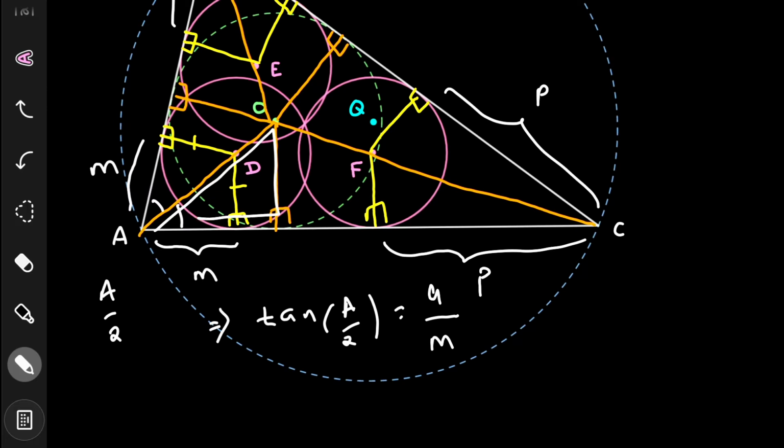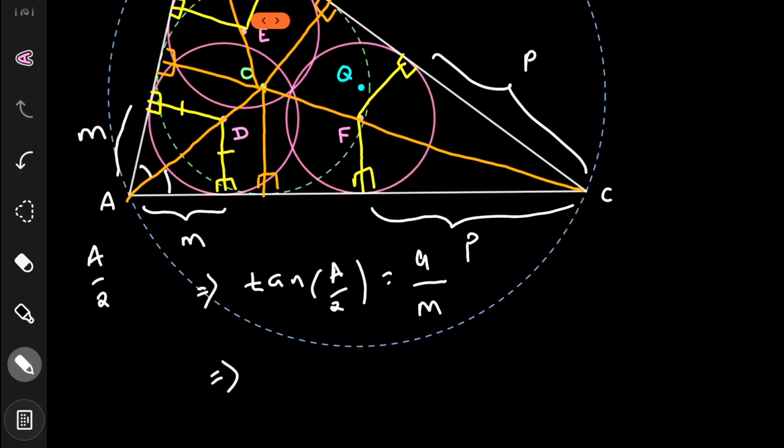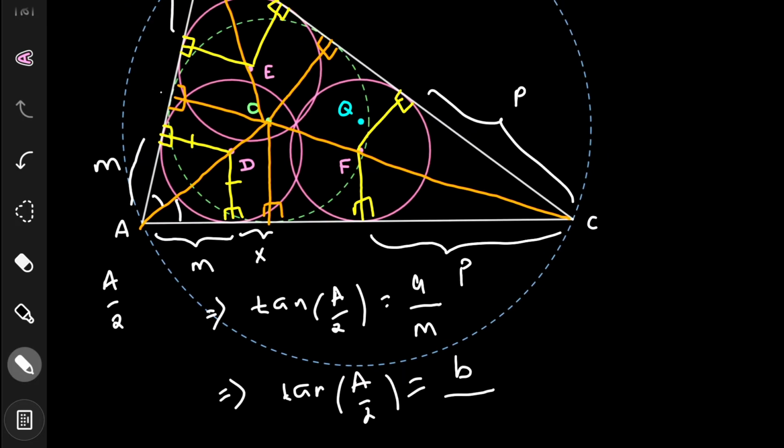Now take this bigger triangle. In this also the angle is A upon 2. So from the perspective of the bigger triangle, the value of tangent of A upon 2 would be equal to perpendicular upon the base. The perpendicular is the radius of the incircle, hence it would have a value B divided by the base. Now the distance between these two perpendiculars, I will take it as x, okay? So similarly the distance between these two perpendiculars would be again x. This is all because of the congruency.